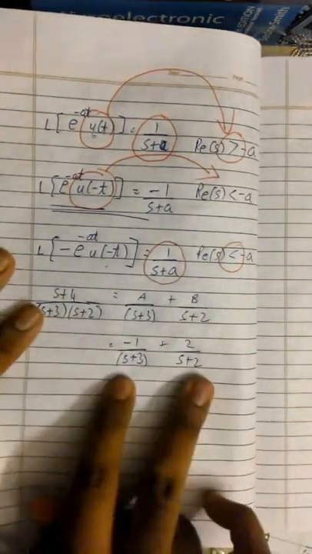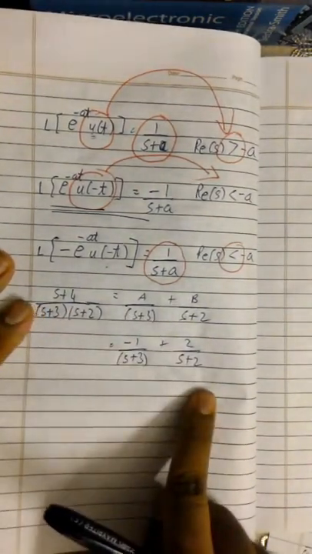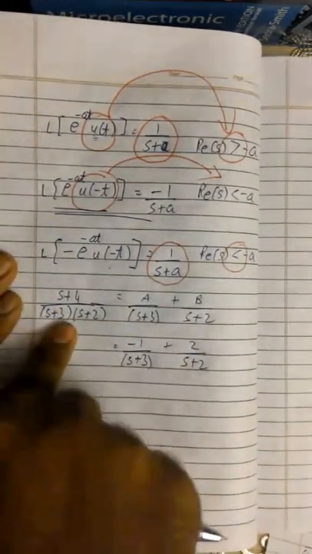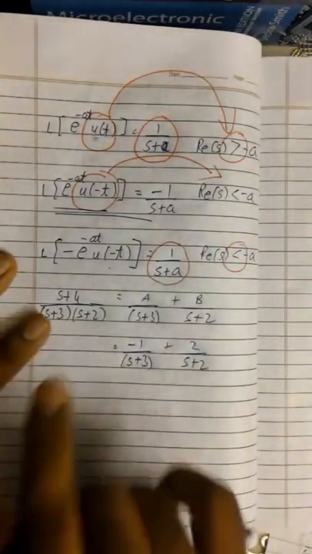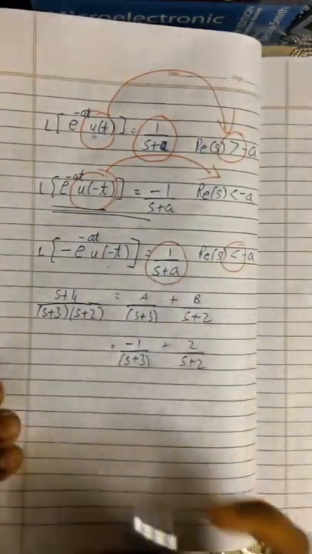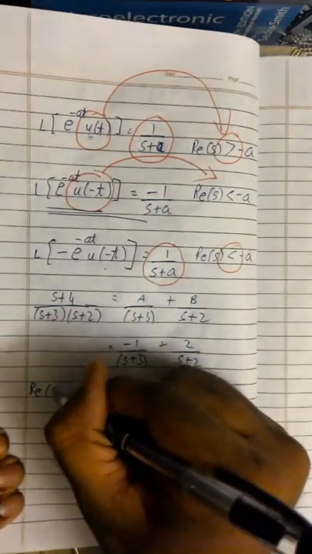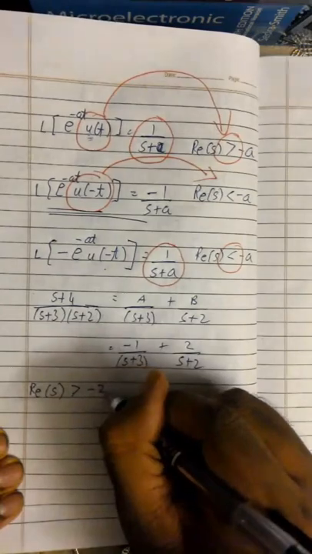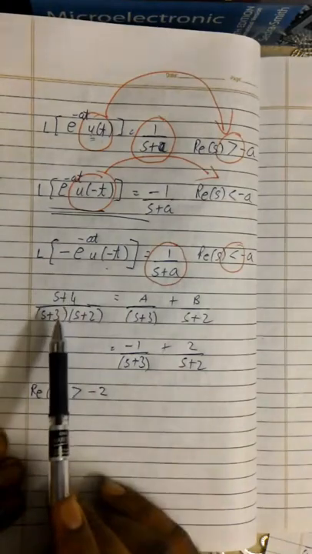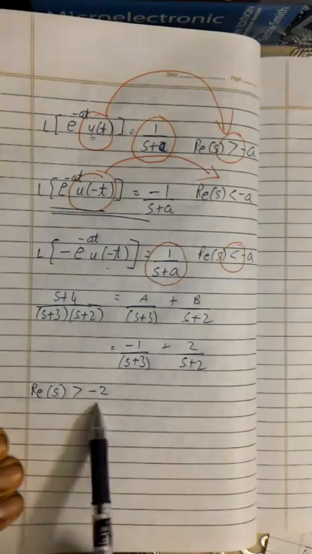Now after this, I need to check if this is a left-sided signal or a right-sided signal. How do I know if this question is a left-sided signal, a right-sided signal, or a two-sided signal? For that, you have to read the question. Suppose they say, I will give you separate different questions. Suppose in the question they say find the inverse Laplace transform of this function, and then they say that the real part of s is greater than -2.